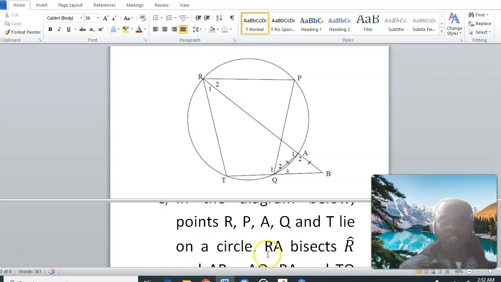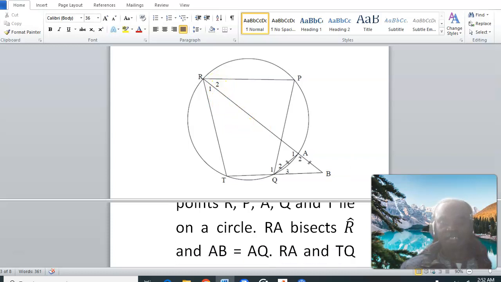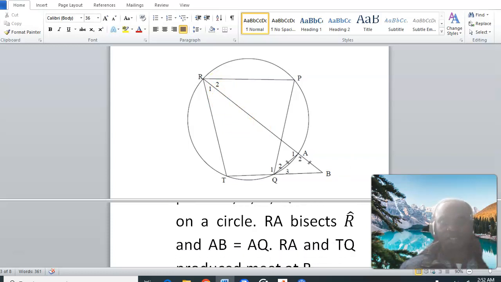Then the question says RA bisects R. What do I mean by bisect? It means you divide this angle into 2 equal parts. So it means R1 is equal to R2. That's the meaning. It divides it into 2 equal parts.